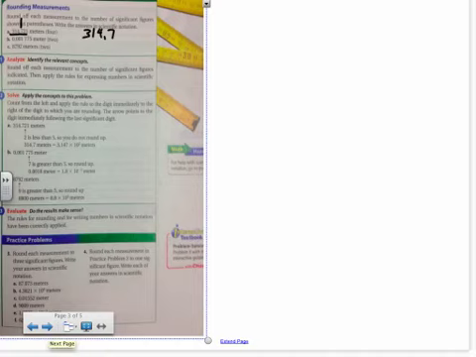So that's going to be 314.7. And it asks you to do it in scientific notation. Well, I have to move the decimal twice, so it's 3.147 times 10 to the second.